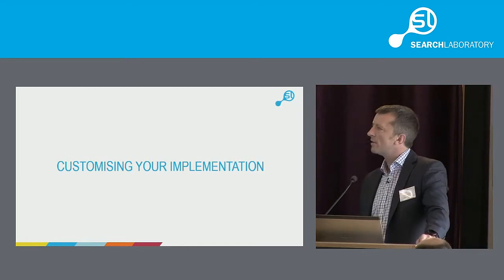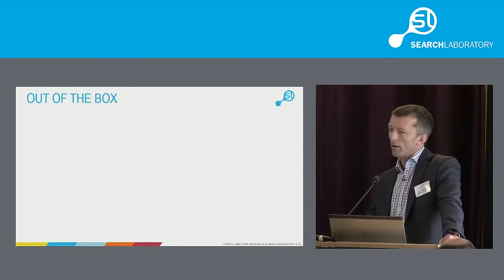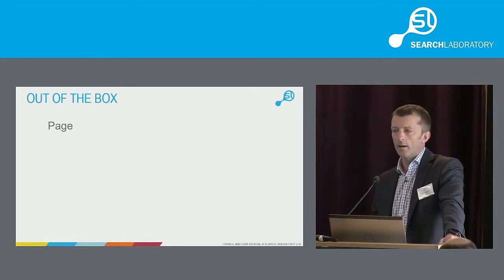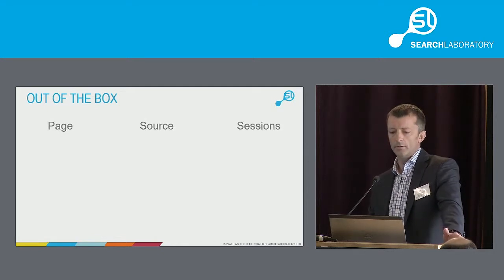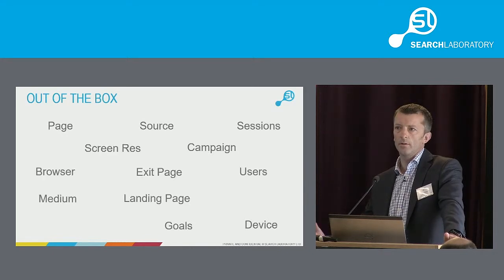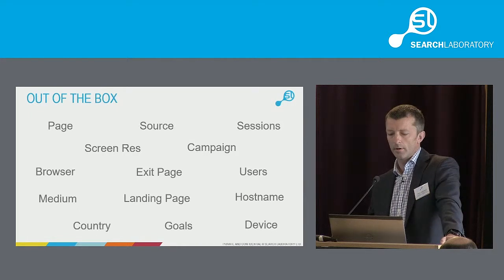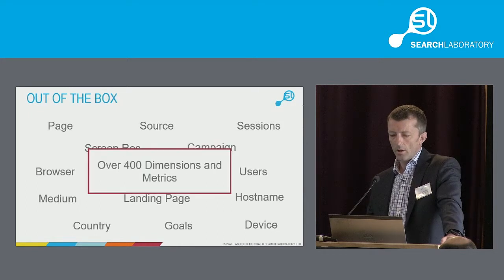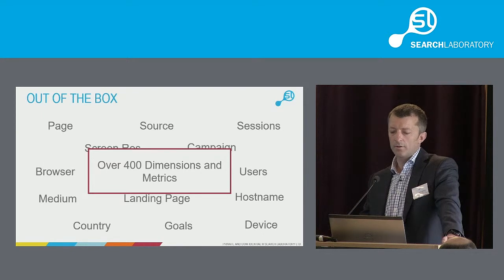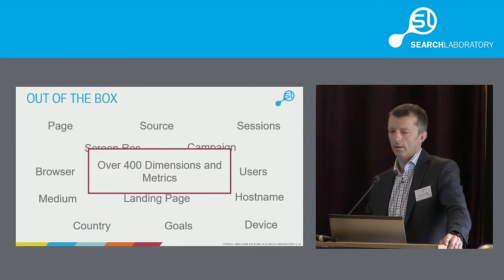So customizing your implementation then. I suppose everyone's familiar with Google Analytics. Out of the box, you get all kinds of standard dimensions, and that's really one of the huge selling points of the tool itself: the familiarity people already have and what you get without having to break a sweat. You just put a little bit of JavaScript on your site, and you get so much from it already. Out of the box you'd get about 400 dimensions and metrics, which most people can get by on and get an incredible amount from.